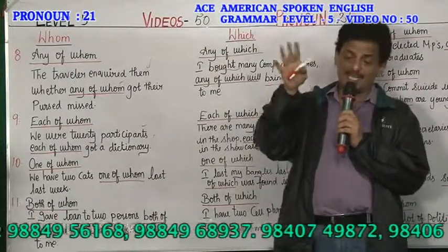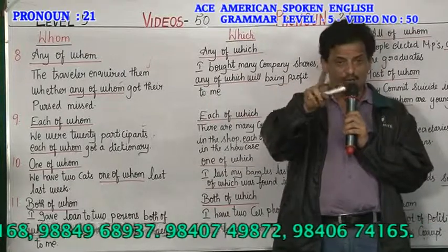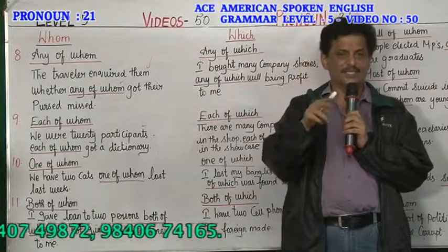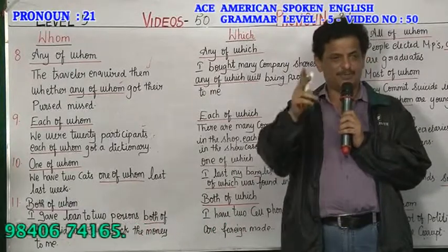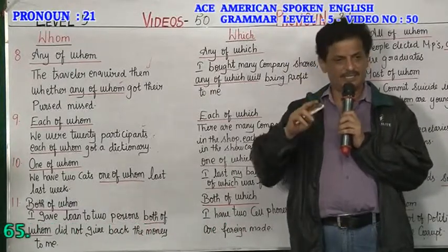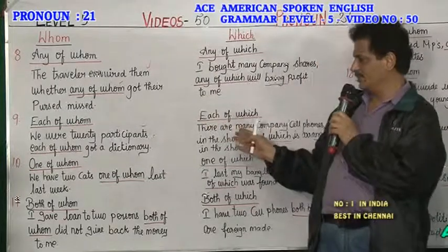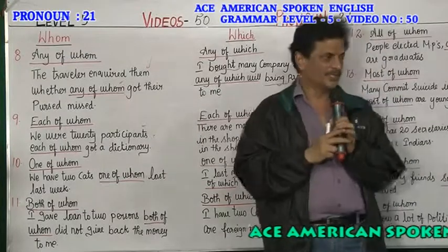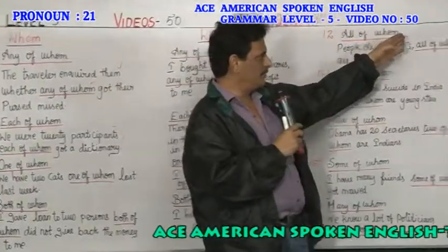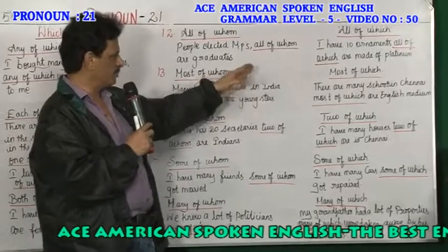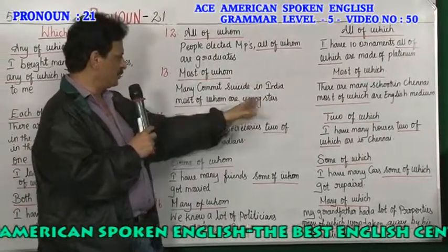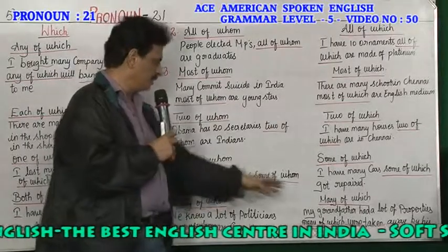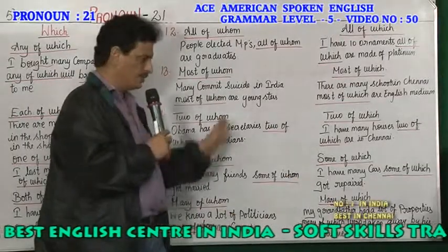When you want to say, out of somebody, any of whom, each of whom, some of whom, all of whom. In things also, you can say some of which, any of which, a lot of, and so on, to say something about the object. So once again: all of whom, all of which, most of whom, most of which, two of whom, two of which, some of whom, some of which, many of whom, many of which. Hope you are able to understand.